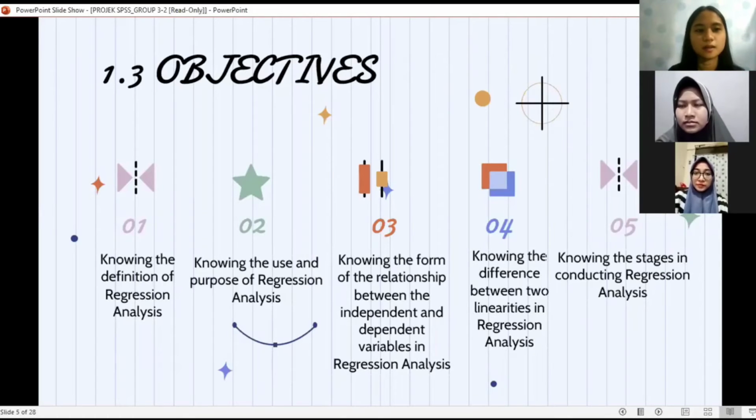Okay, the third is objective. And we know in this slide, the first is knowing the definition of regression analysis. The second is knowing the use and purpose of regression analysis. The third is knowing the form of the relationship between the independent and dependent variables in regression analysis. The fourth is knowing the difference between two linear in regression analysis. And the last is knowing the stage in conducting regression analysis.